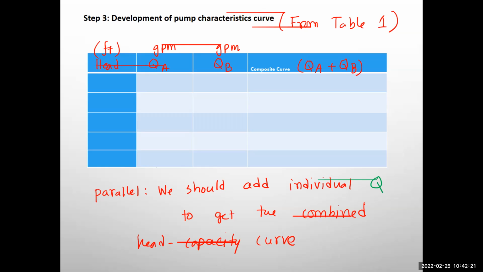At first, get all the values from table 1.